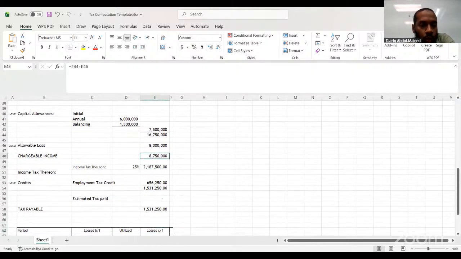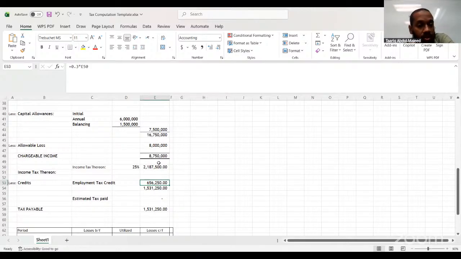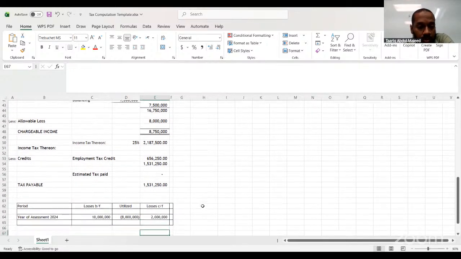So now the income tax is 25% of the 8,750, which is 218,750. Now, for ETC, we have to determine what we're going to use. We have to use the maximum, because how much did they pay in terms of statutories? 6 million. You only have 2 million to work with, so it has to be the maximum 30% of the tax payable. So 30% of the 2187 gives you 1531. They didn't pay any estimated taxes. If they did, you would subtract it, and then you would get your tax payable.